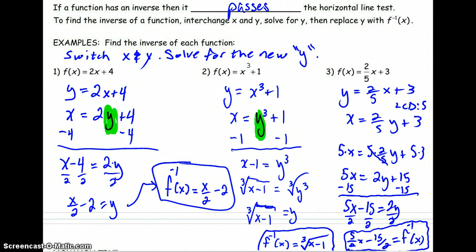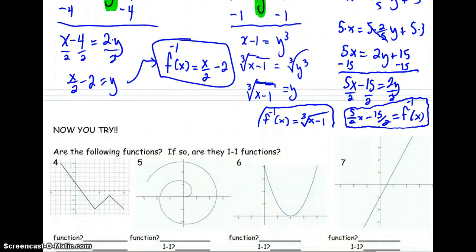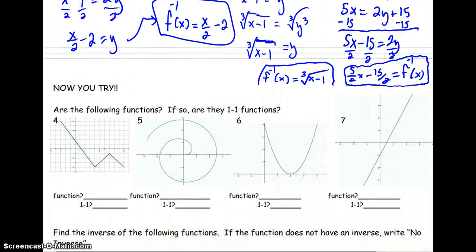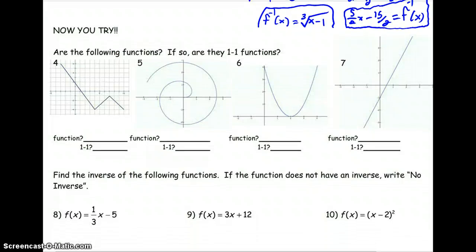The rest of the notes on the back page, honestly, are just more review. Let's take a peek at them very quickly. Are the following functions? If so, are they one-to-one functions? Well, for number 4, do we pass a vertical line test anywhere? Yes.